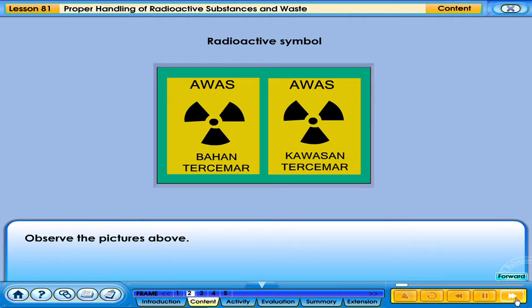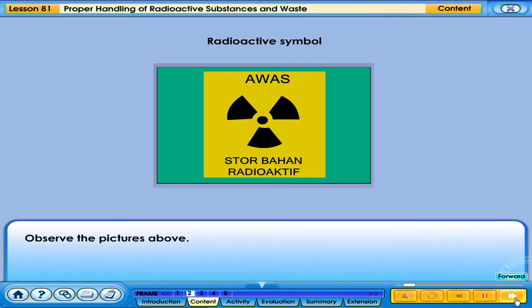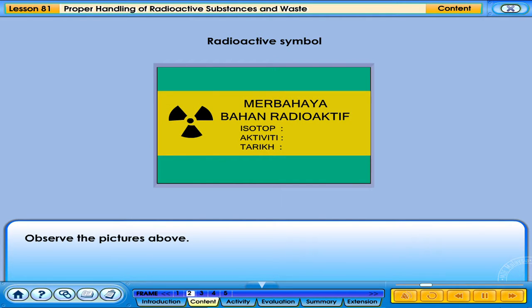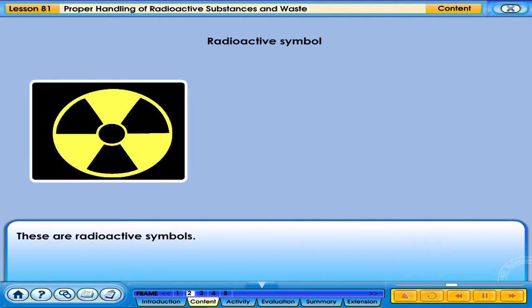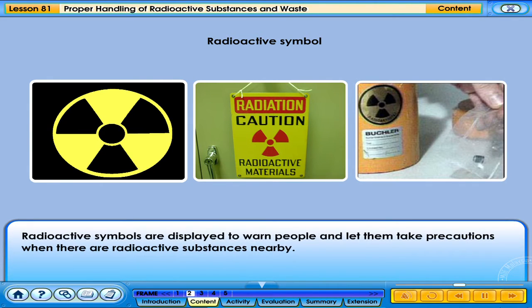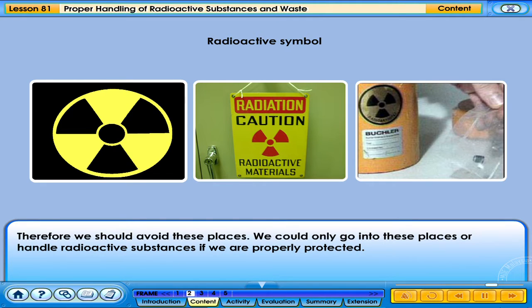Observe the pictures above. These are radioactive symbols. Radioactive symbols are displayed to warn people and let them take precautions when there are radioactive substances nearby. Therefore, we should avoid these places. We could only go into these places or handle radioactive substances if we are properly protected.